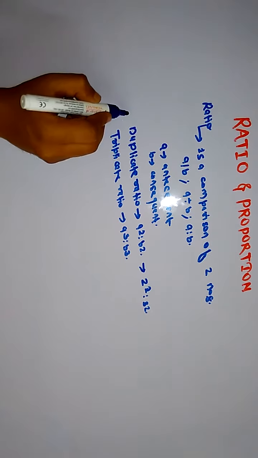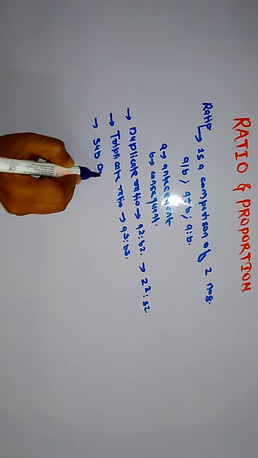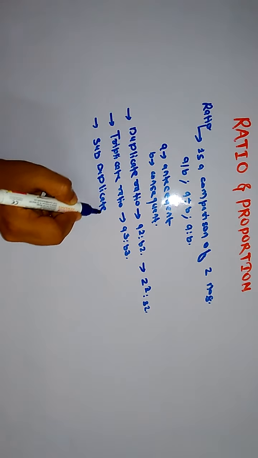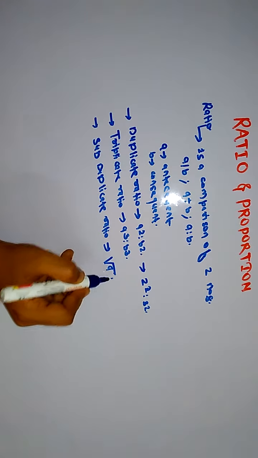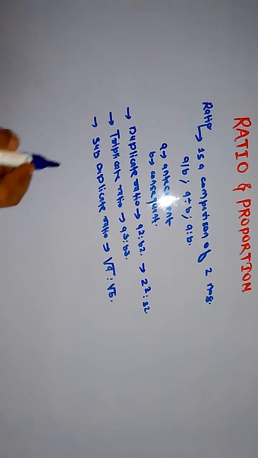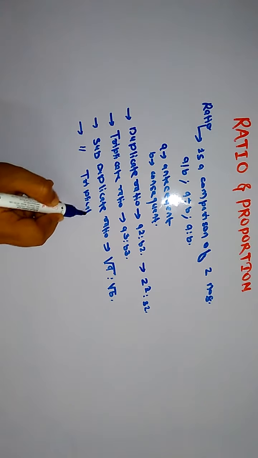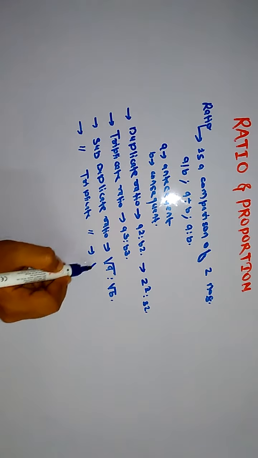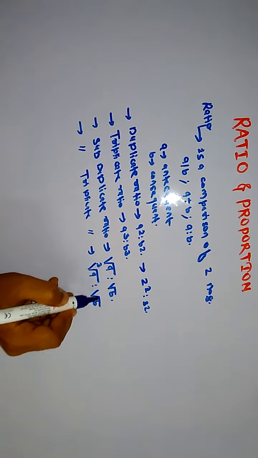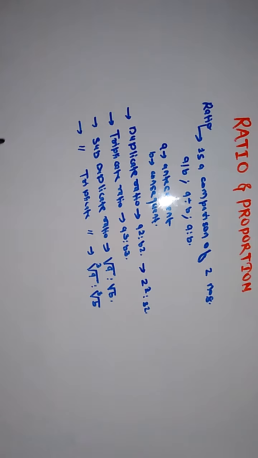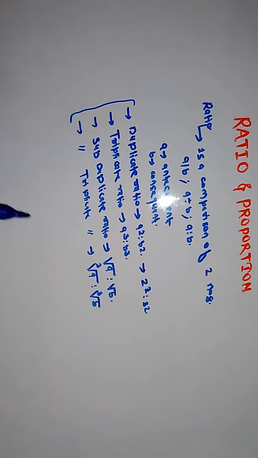Another term is the sub duplicate ratio. Sub duplicate ratio is the square root of a is to the square root of b. And the sub triplicate ratio is the cube root of a is to the cube root of b. These are some terms you should be familiar with while solving the problems.